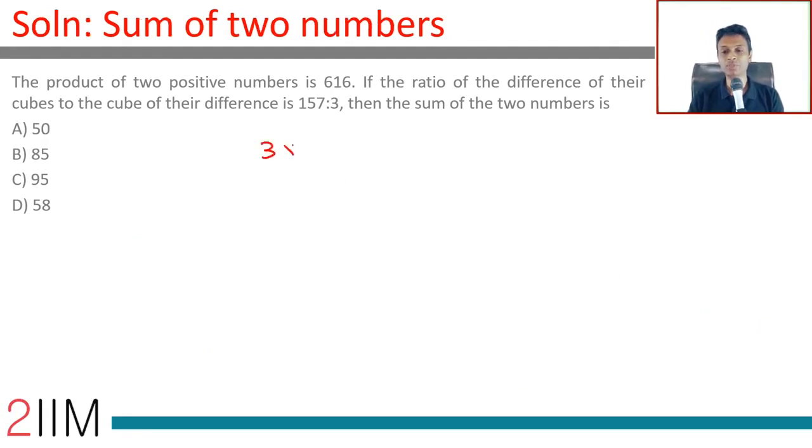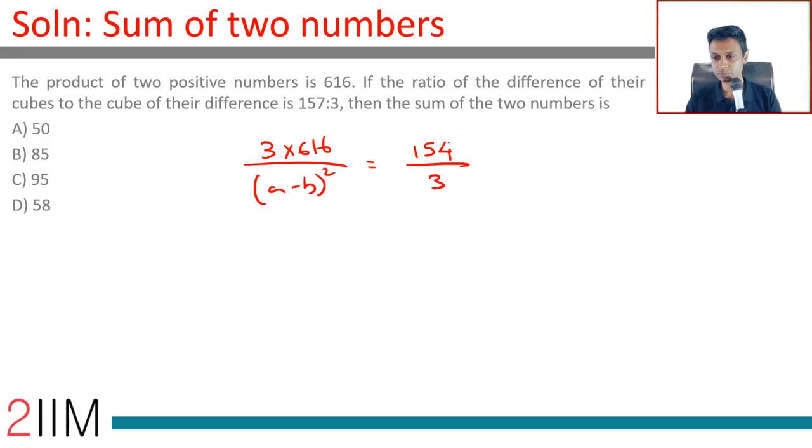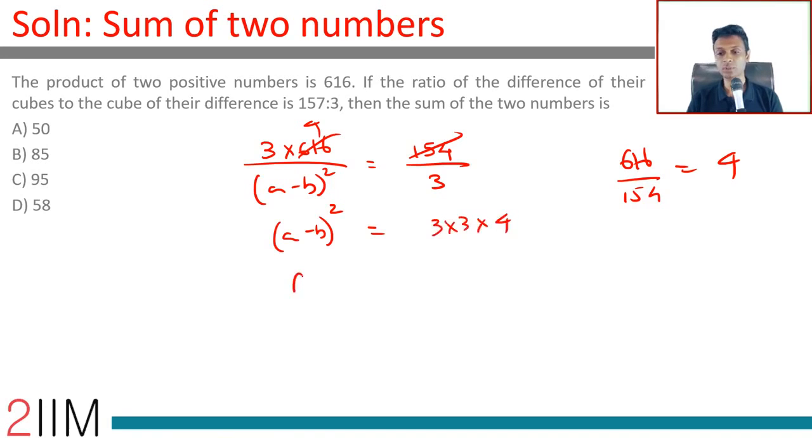So 3 into 616 by (A minus B) whole square is 154 by 3. 616 by 154 is 4. Or (A minus B) whole square is 3 into 3 into 4. A minus B, this is 36, the square root of this is plus or minus 6. We've assumed A to be larger, therefore it is 6. So we got A minus B is 6.